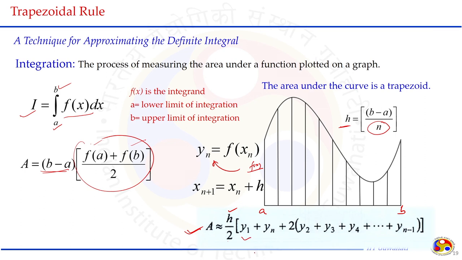HY2, function value at 1, function value at the last, and 2 times the remaining values of the function, all those intermediate segments, put in this formula, you will get the area under the curve, that is actually the integral of f(x) from A to B.